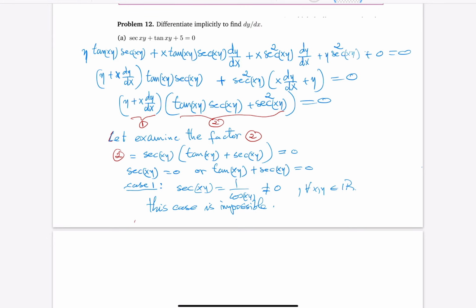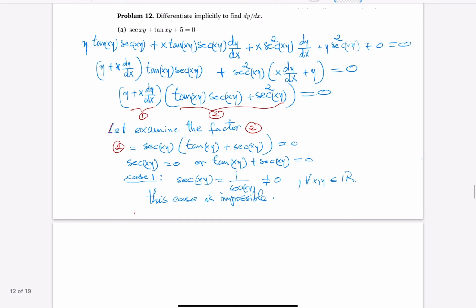Okay, class. Last time we were doing question number 12. And question number 12, you check. Question number 12, you take the derivative of both sides. The goal is to find dy over dx. So you take the derivative of both sides with respect to x. So you end up having this one. Okay? You end up having this one.